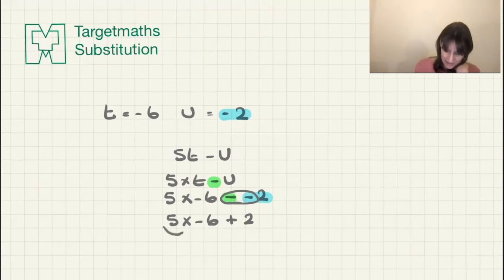Okay, let's do the timesing. 5 times 6 is 30. Oops, there we go, didn't want to work then. I've got 1 negative in the question, so I'm going to have 1 in the answer. I've then got to add 2.